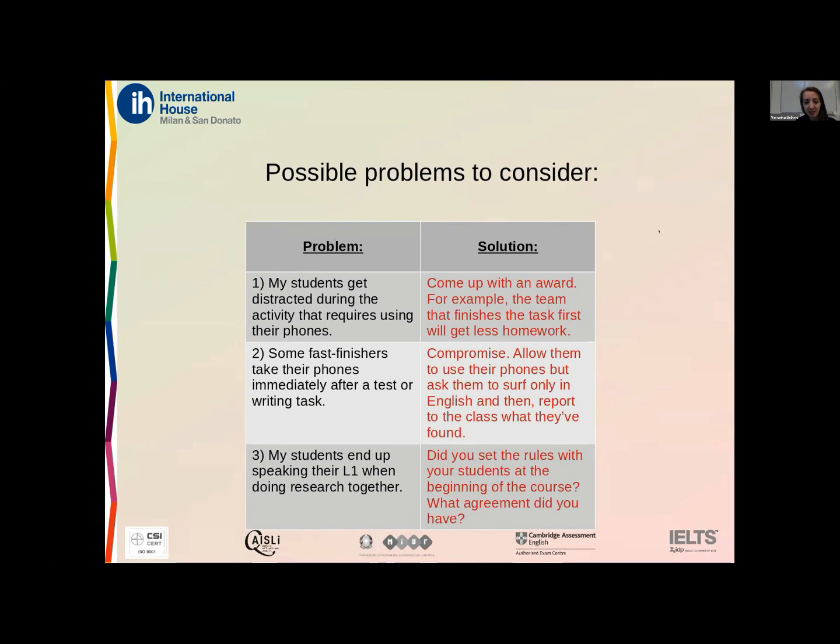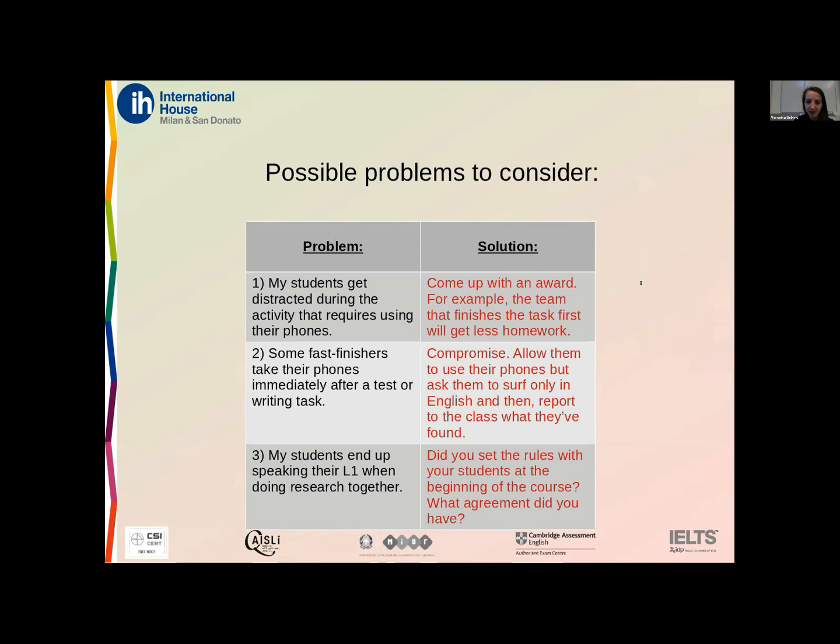Okay, for the second problem, with fast finishers, I would say find the balance. Allow them to use their phones, but perhaps ask them to use English only, and then report to the class what they found. This way they might avoid chatting with their friends on WhatsApp, for example, unless they want to speak English and then report something about their conversation, which I really doubt.